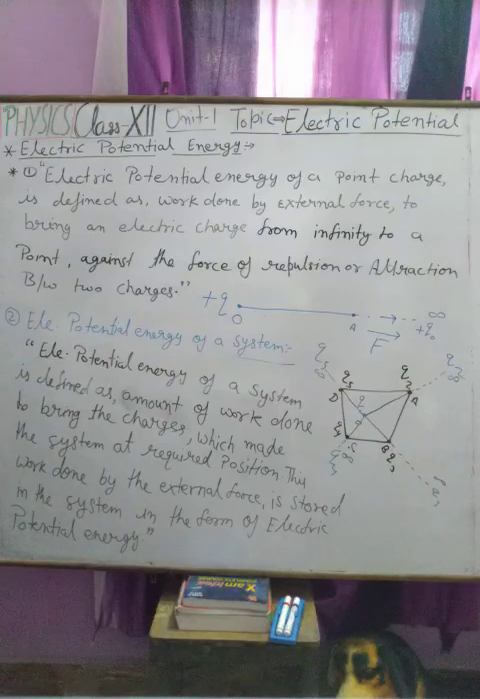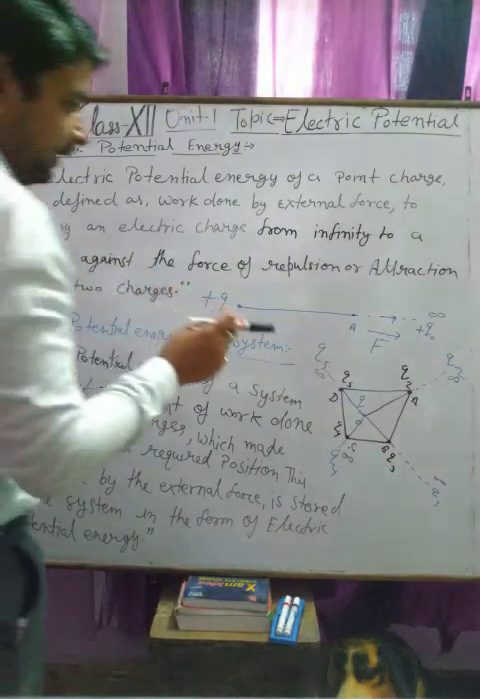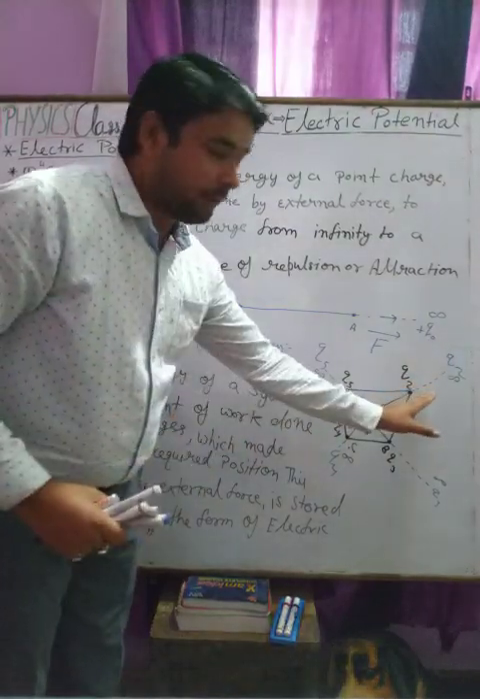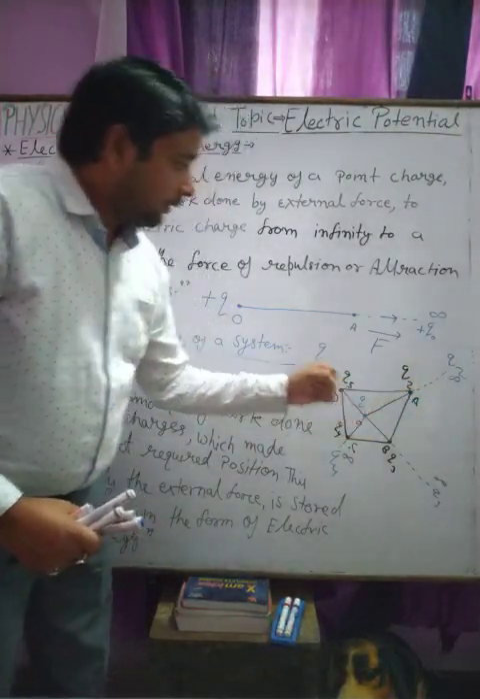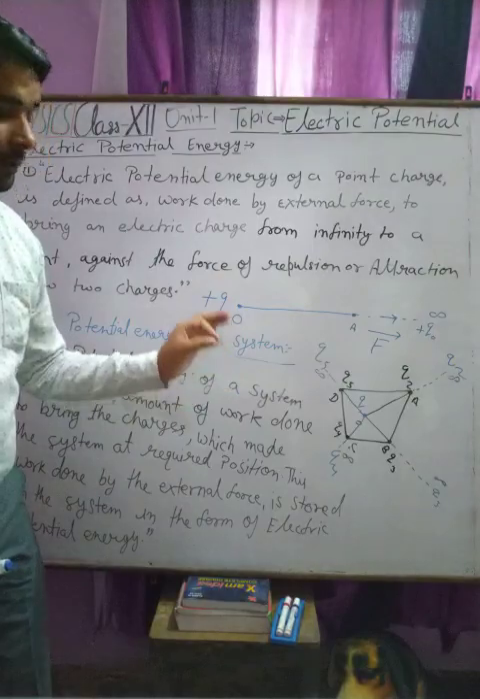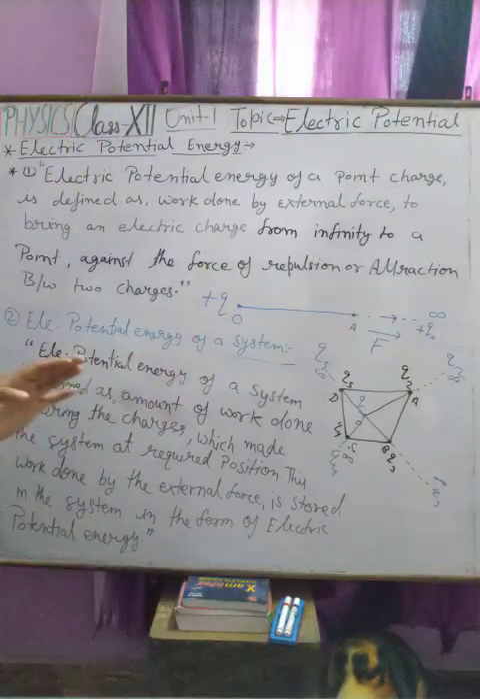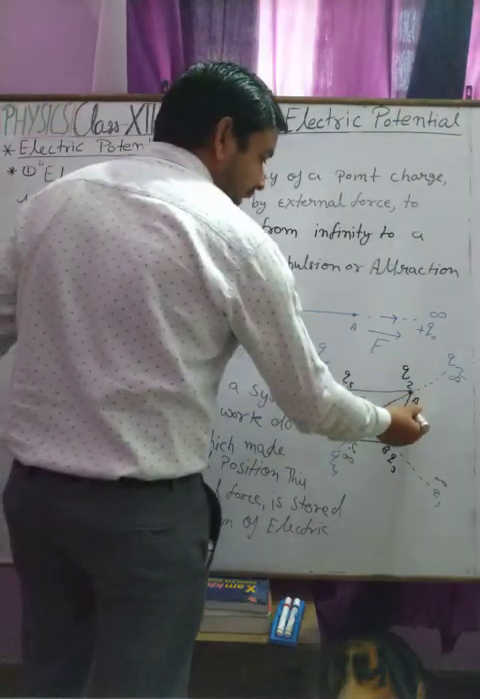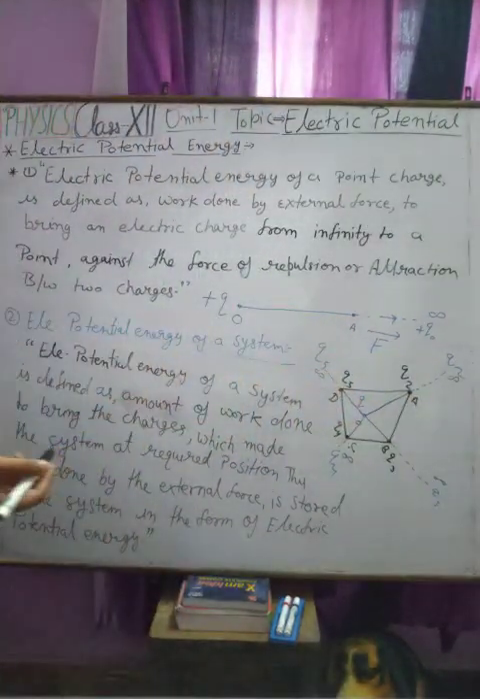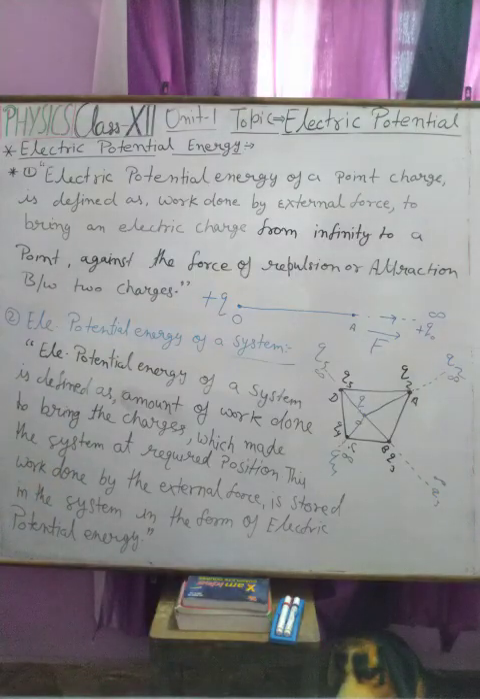Student, there is one thing that is noticeable. When the system is at infinity, they don't have any kind of energy, especially kinetic energy. So when they are brought to point A, they are not able to move. Copy these notes.